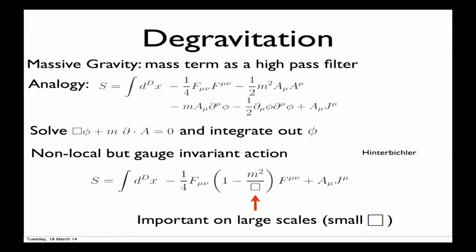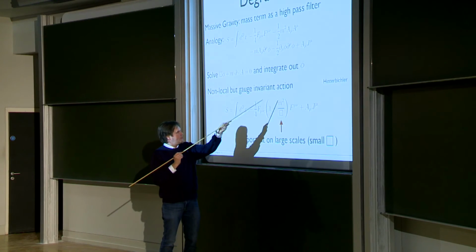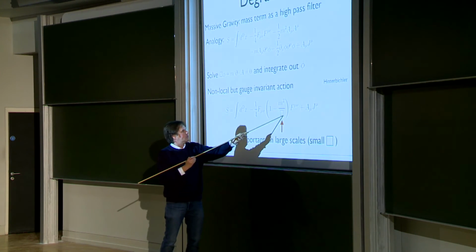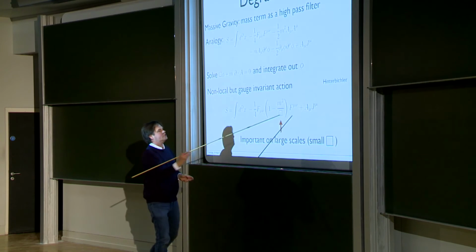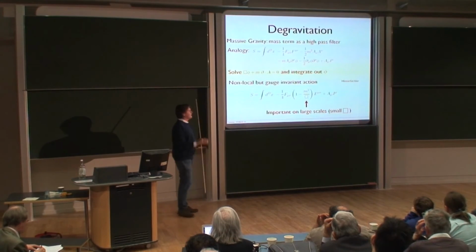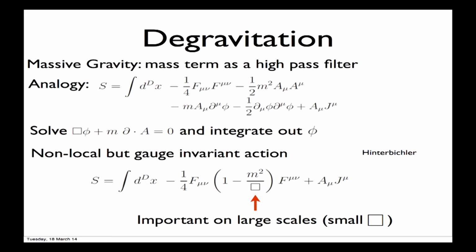And more importantly, on large scales, this thing gets small, which means this term gets large. And so on large scales, this is changed. In other words, the effect of this mass is to introduce, in some sense, a high-pass filter. You get rid of the large-scale stuff.